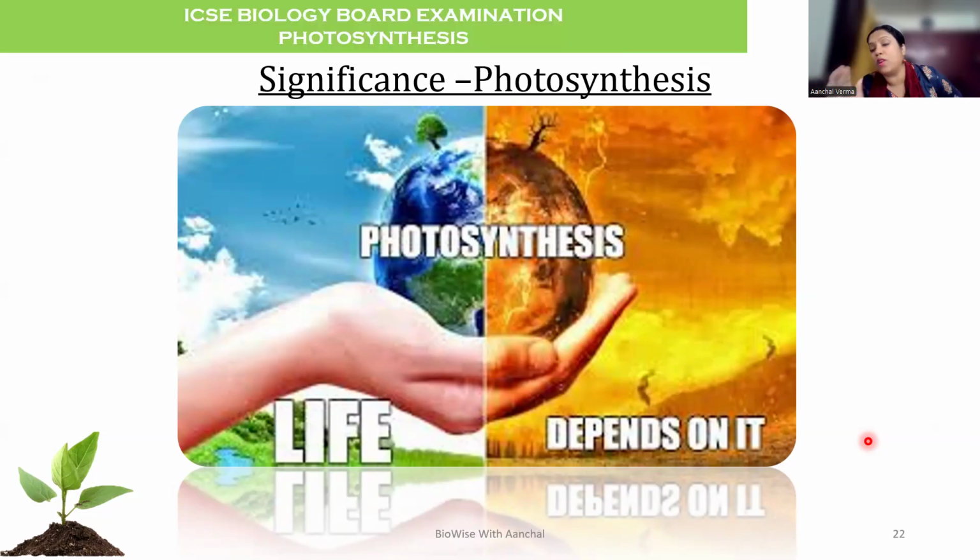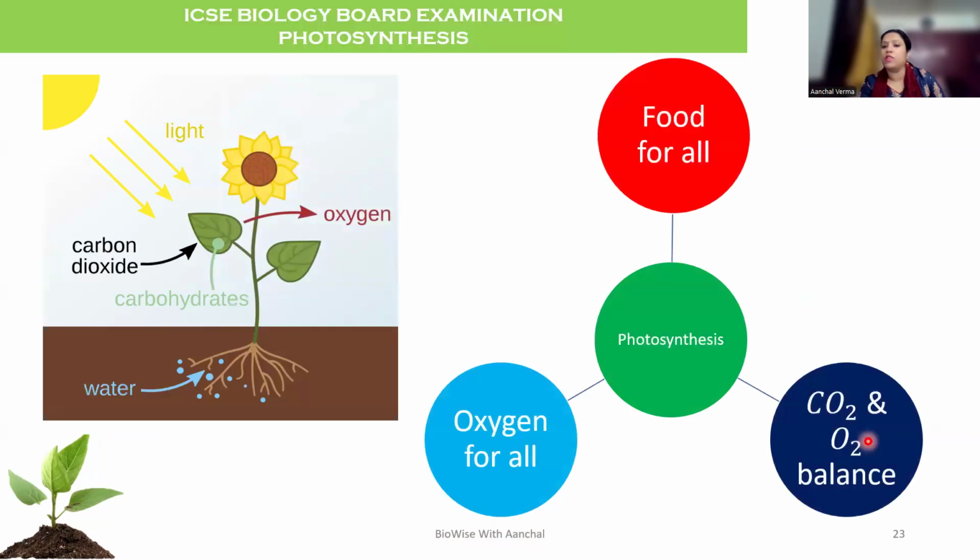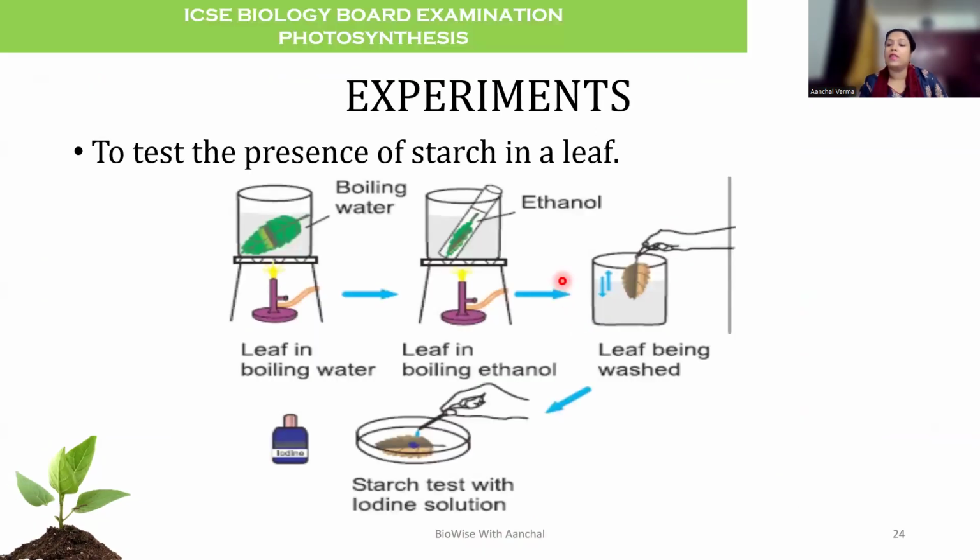Oxygen is a byproduct of photosynthesis, which is consumed by all the organisms, plants and animals, for the process of respiration. So photosynthesis for all, oxygen for all, and carbon dioxide and oxygen balance is the significance of the process of photosynthesis. There are certain experiments, we have already talked about destarching.